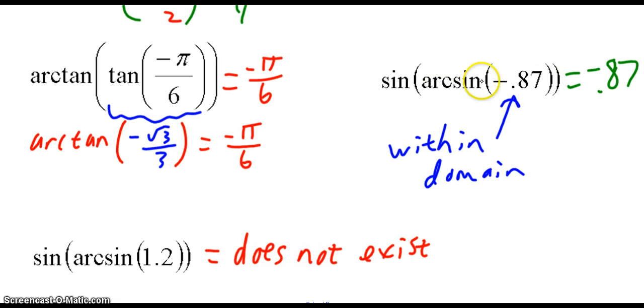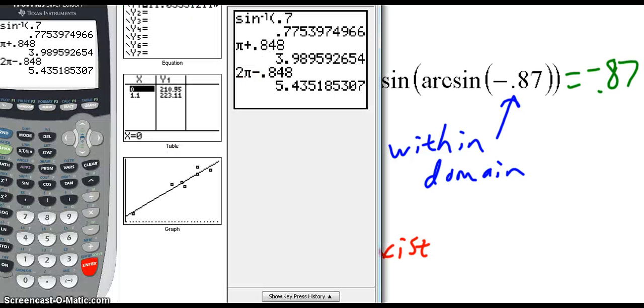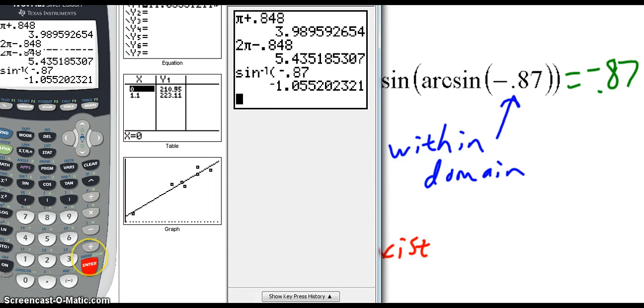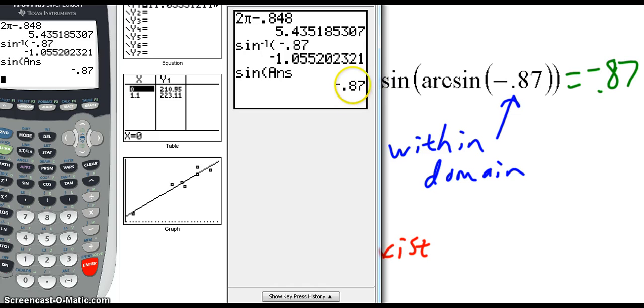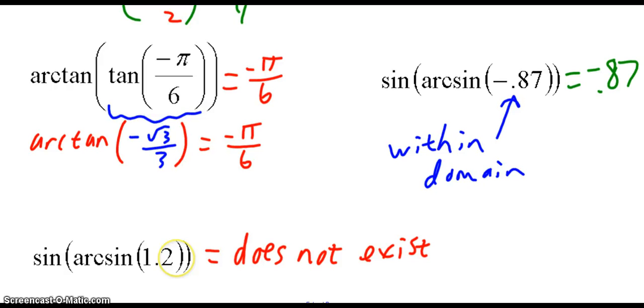Now, if that's confusing, you can always verify these. This one and this one are clearly not on the unit circle, but you could type this into your calculator. So I can do second sine of negative 0.87, and then if I do the sine of that answer, so don't round, otherwise you won't get the same thing back, you get negative 0.87. If I try that here, this is outside the domain, so that is no solution, that does not exist.